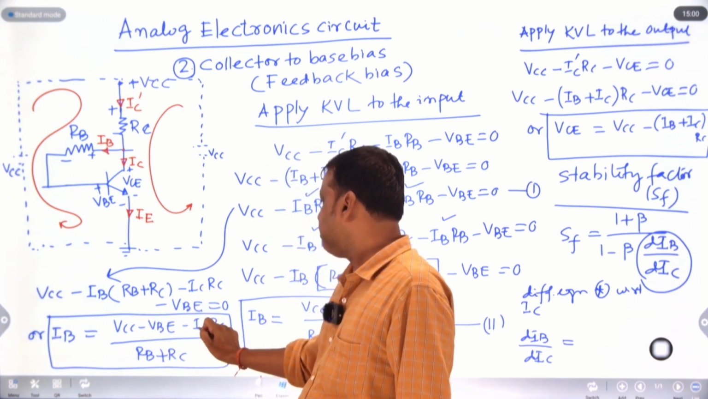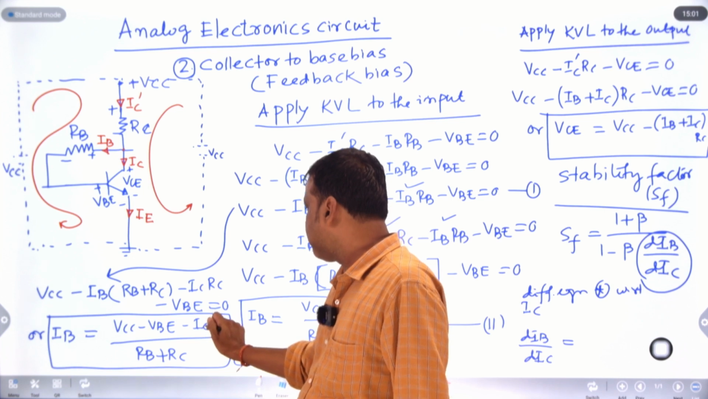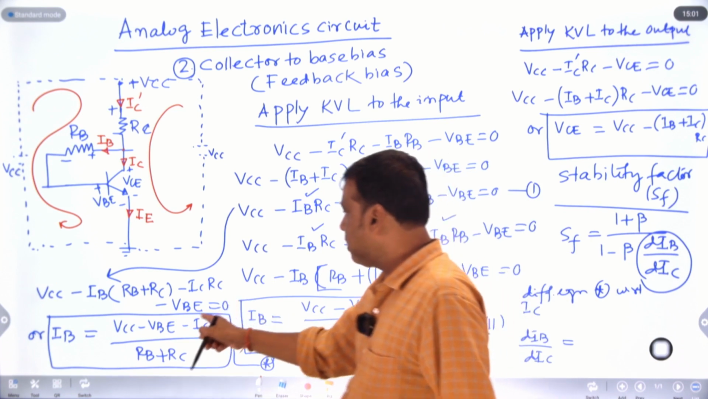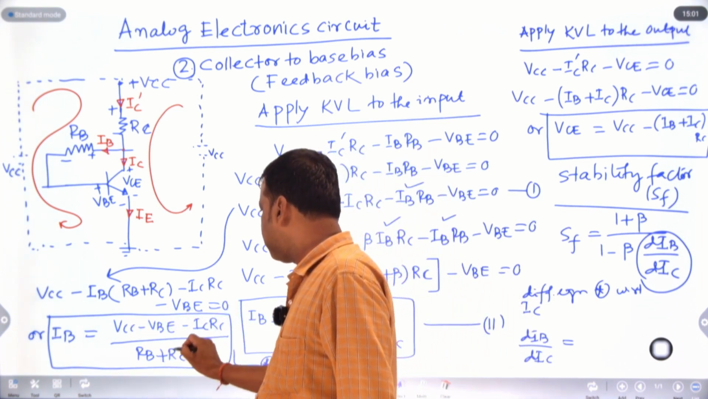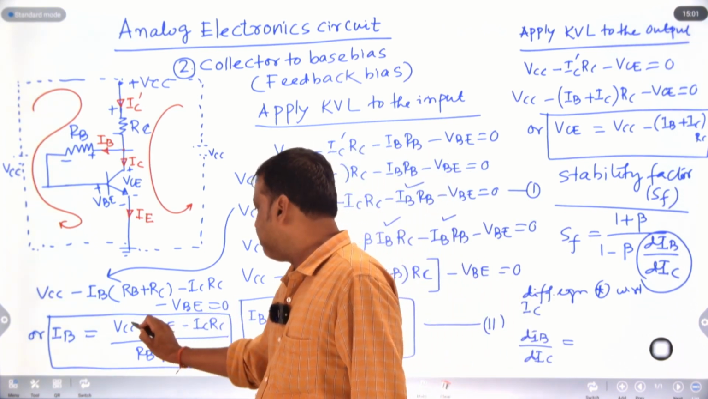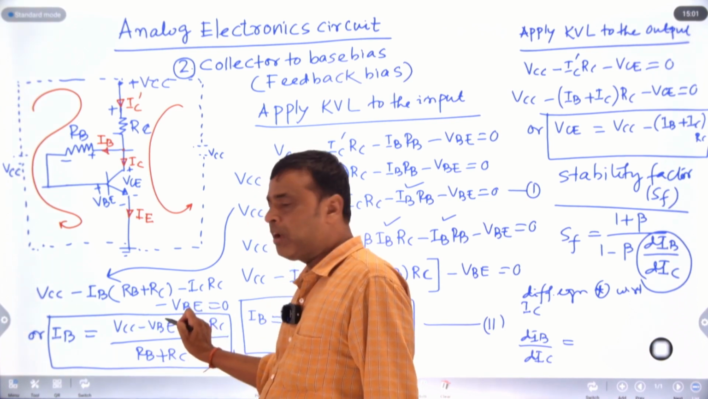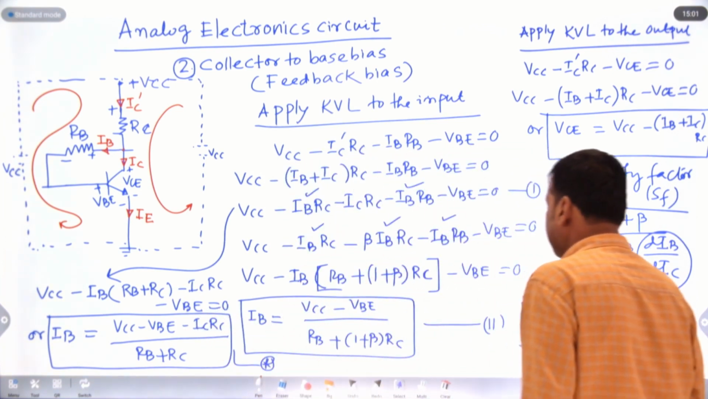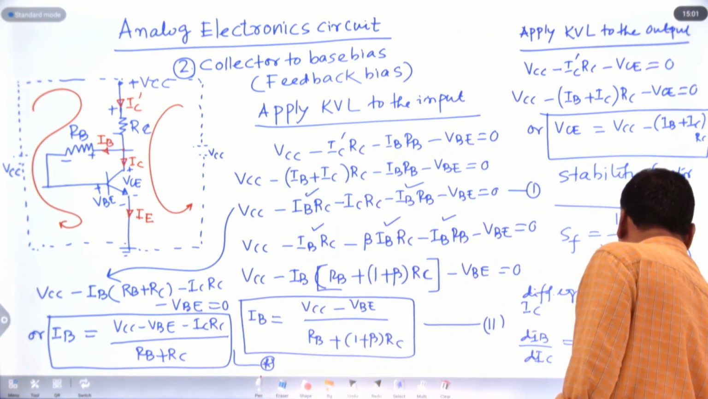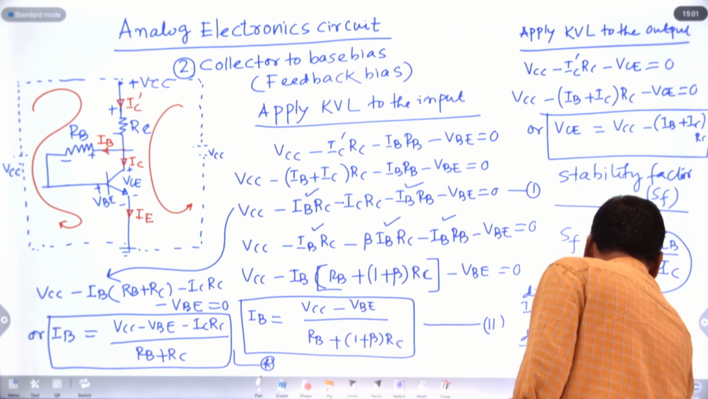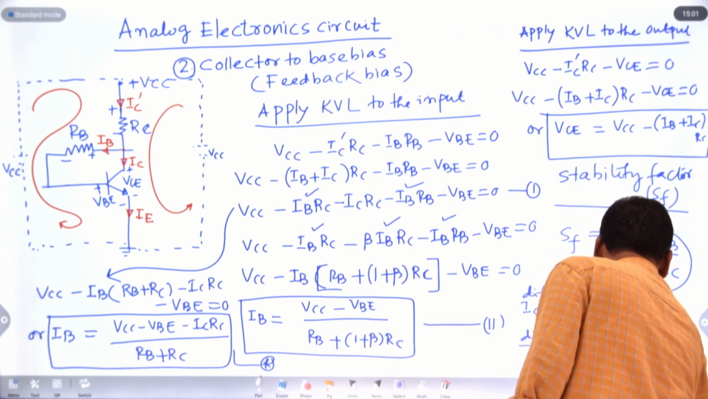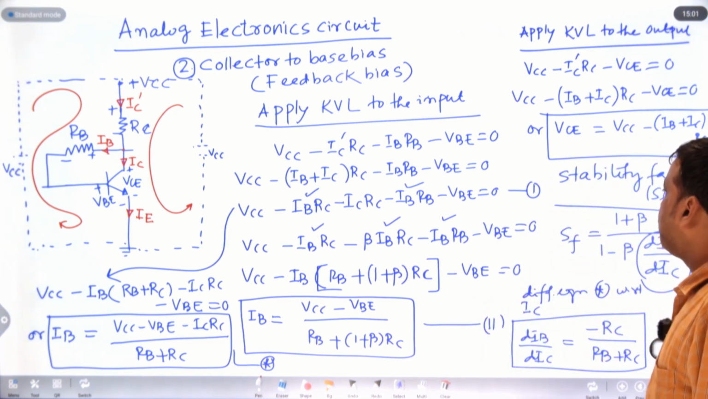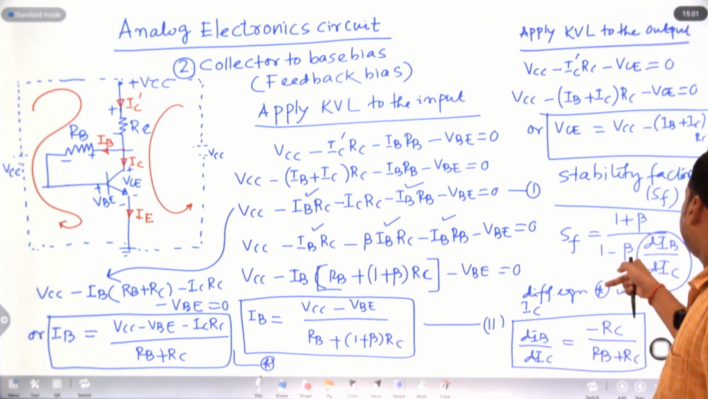Then here dIV by dIC, with respect to IC, the value will be minus RC by RB plus RC. So if you are differentiating, VCC is a constant, VB is a constant, and this term, differentiated with respect to IC, becomes minus RC divided by RB plus RC. This is your dIV by dIC.